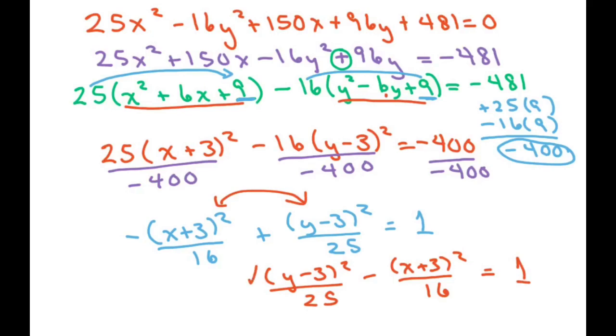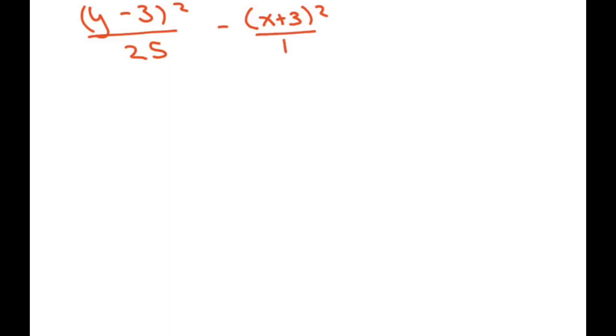So since our y leads, that means the hyperbola is going to be opening up and down. So let me write it again. We have y minus 3 squared over 25 minus x plus 3 squared over 16 equals 1. Now let's get our pertinent information we need.